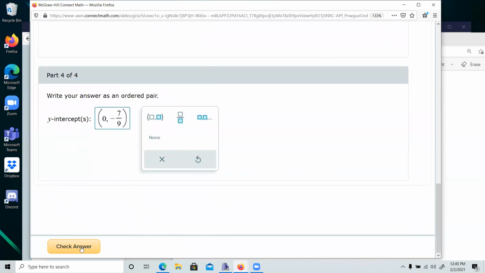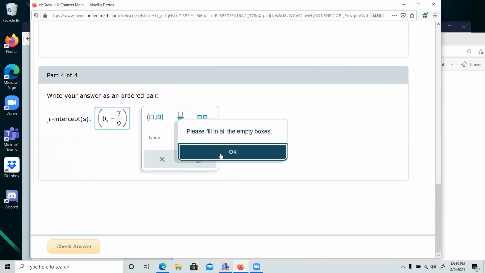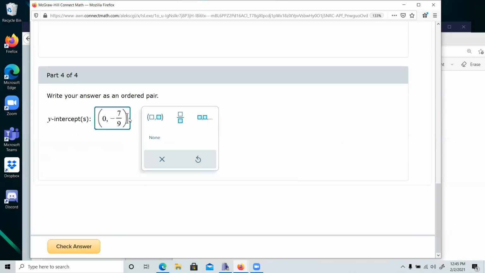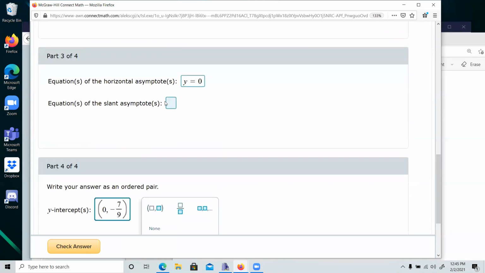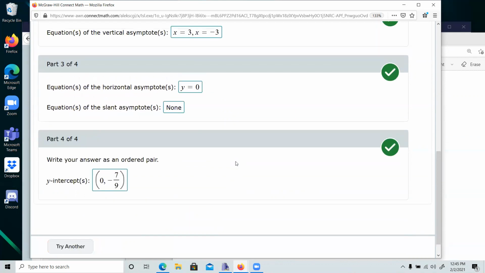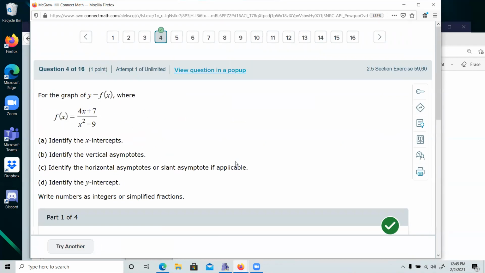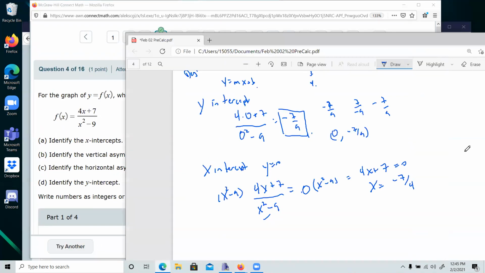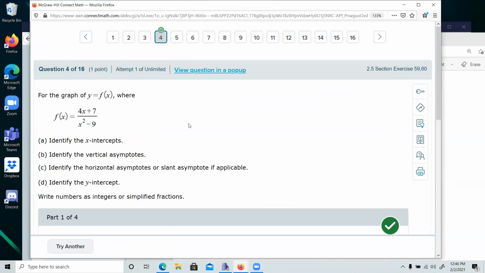All right. Please fill in the empty boxes. What empty box? Oh, none. Thanks. All right. They didn't make us graph it. They actually generally don't make you graph it anymore if you have multiple of these things.